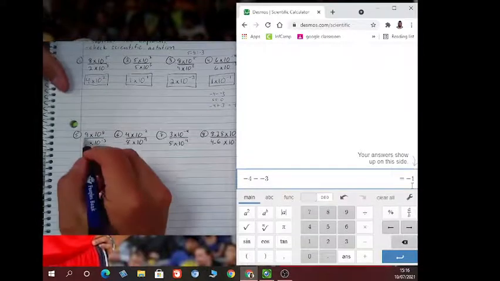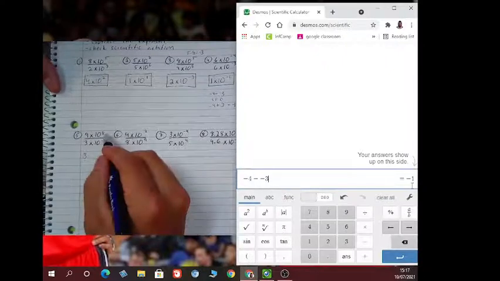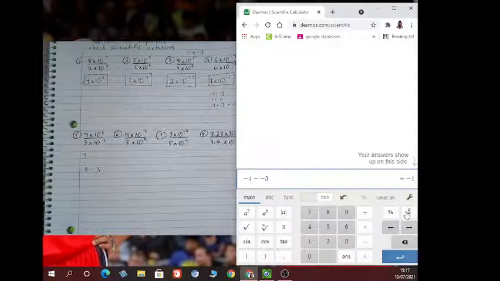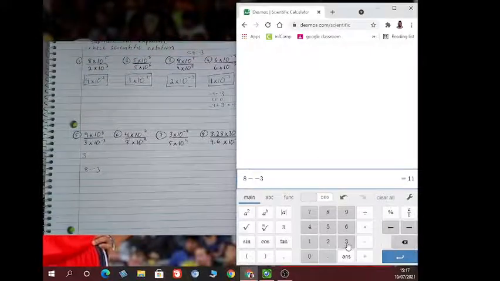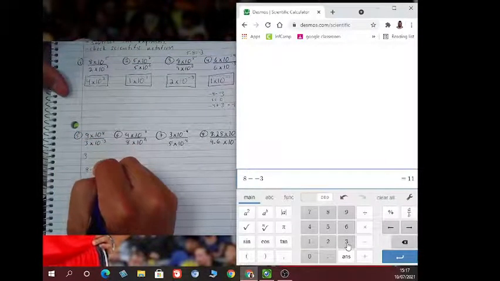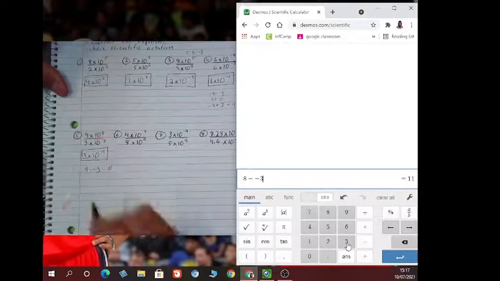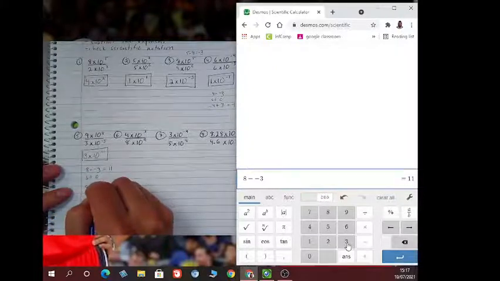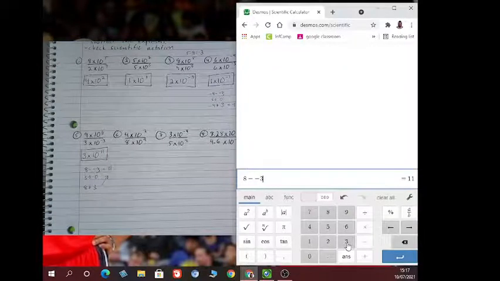Number 5, I have a 9 divided by 3. 9 divided by 3 is 3. Okay, and then I have an 8 minus a negative 3. So do this in the calculator. I'm going to clear all here, and I'm going to do this 8 minus negative 3, and notice that gives me a positive 11. Okay, so 9 divided by 3 was 3 times 10 to the 11th power. If I were to use same opposite, that'd be 8 plus positive 3, and that gives me 11. Same thing, right? 8 minus a negative 3 is the same thing as 8 plus 3.